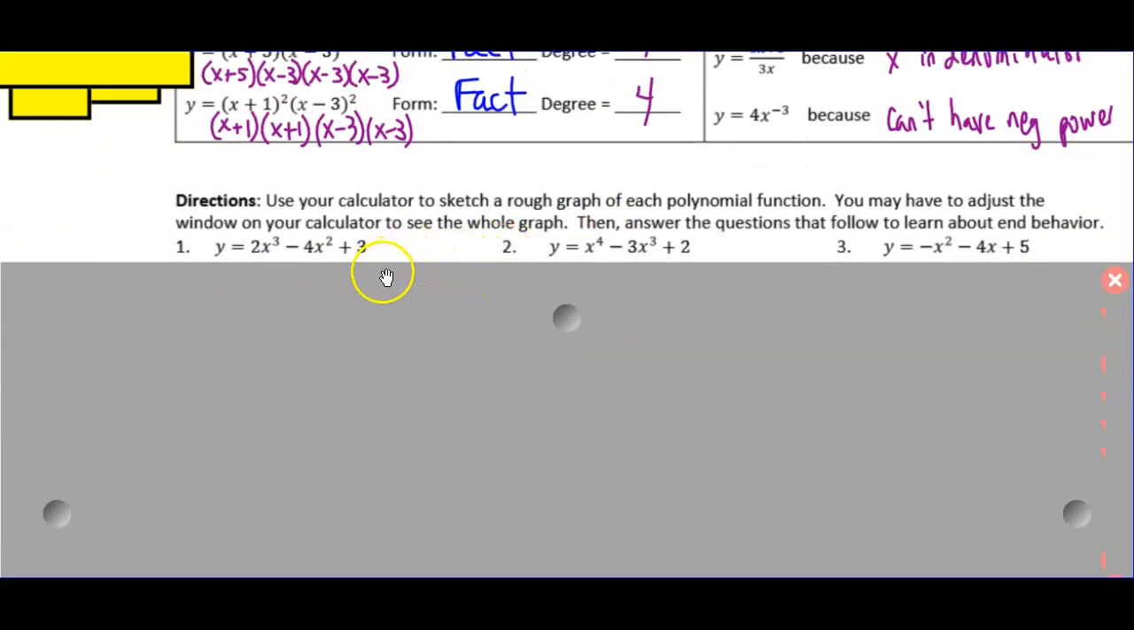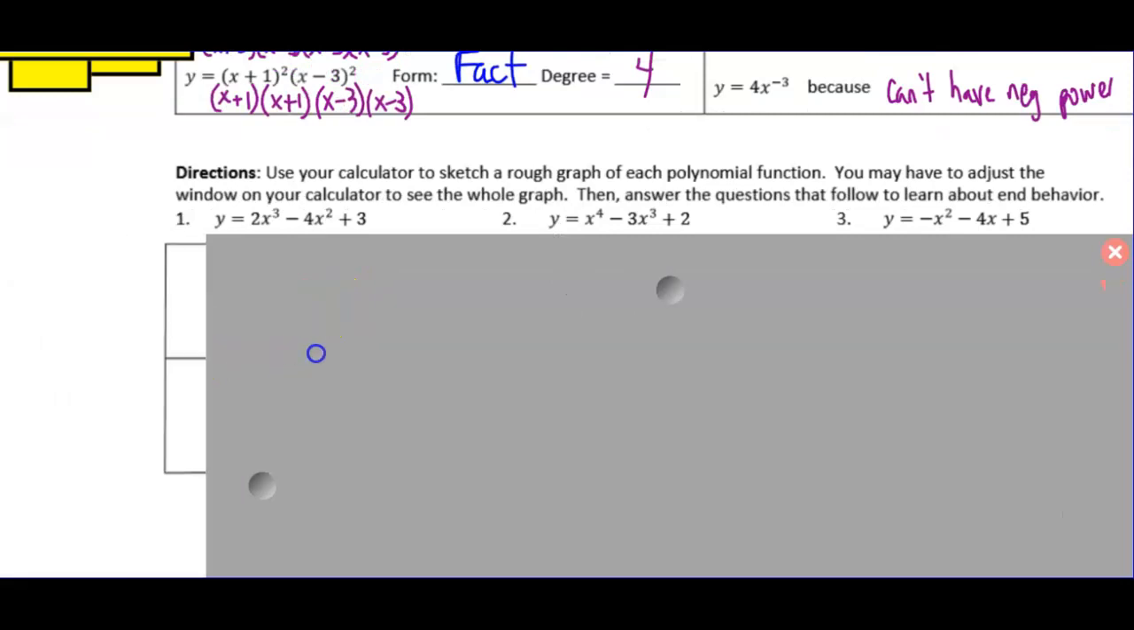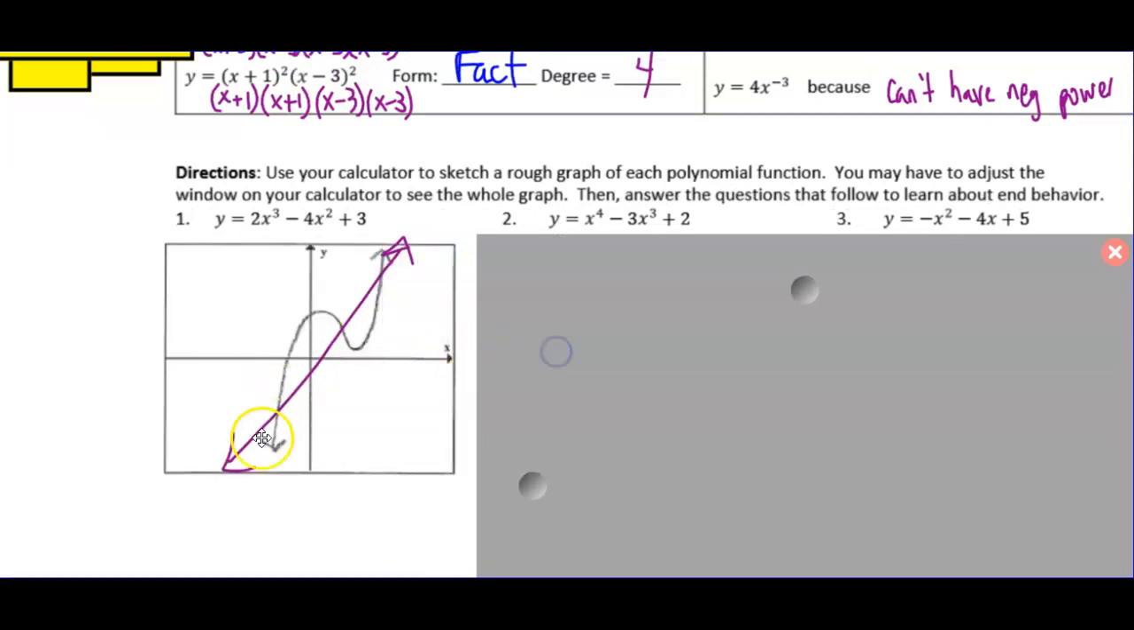So for this set, you already did these graphs to start the work for this lesson. So let's see how you did. This one's a cubic graph. It's got a bump in it. Check your y-intercept. You should only have one x-intercept in this graph.